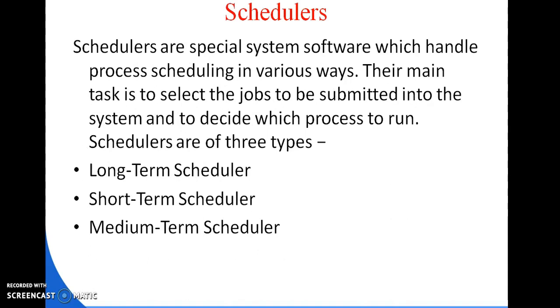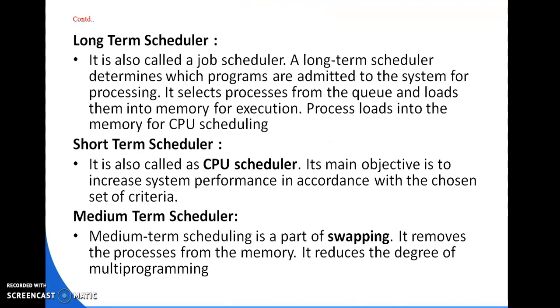So first, what does a scheduler do? It schedules the jobs. Next are the 3 types: long-term, short-term, and medium-term scheduler. First, the long-term scheduler. It is also called a job scheduler. A long-term scheduler determines which programs are admitted to the system for processing, and it selects processes from the queue and loads them into memory for execution. The process is loaded into memory for CPU scheduling.